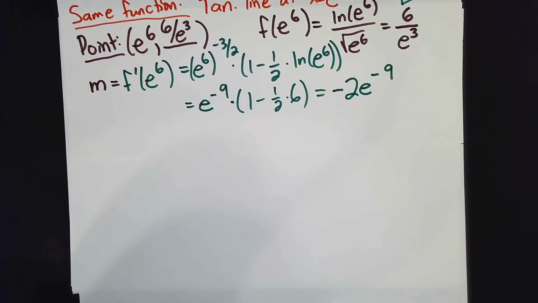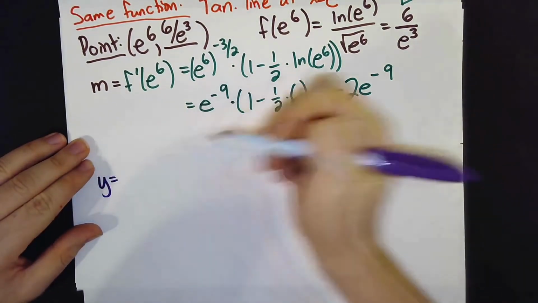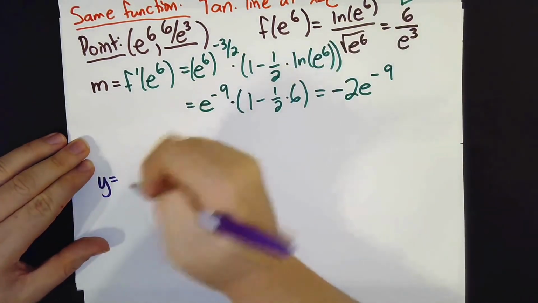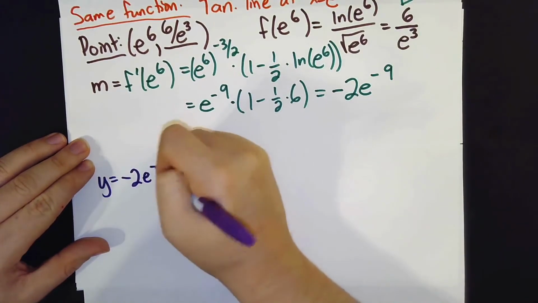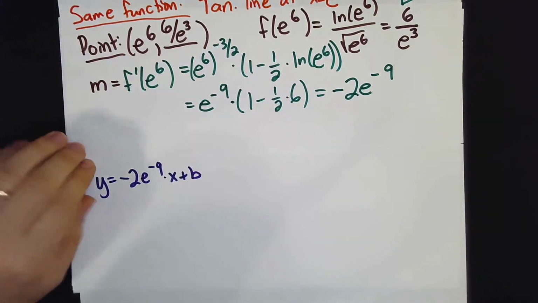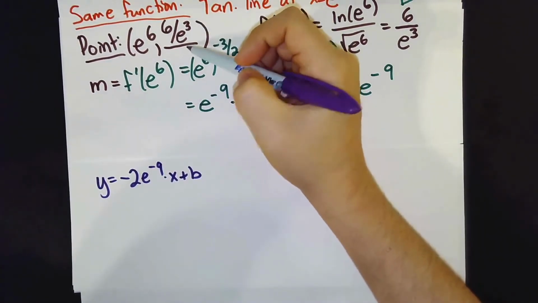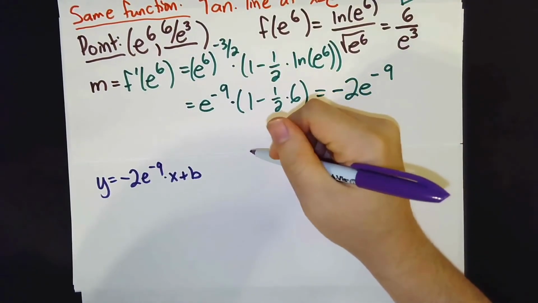Okay, and now I just have to find the equation of the line. So I know the equation of the line looks like y equals negative 2e to the minus 9th times x plus b. I have to figure out what b is, which I can do by plugging in the point that I've been given. Well, the point that we found.